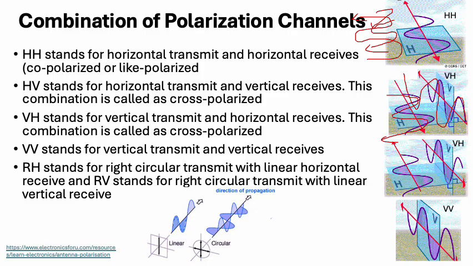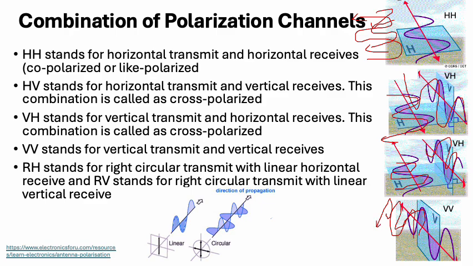VH stands for vertical transmit. So vertically it is transmitted and horizontally it is received. That is known as VH. This combination is also known as cross polarized. And the last is VV. VV stands for vertical transmit and vertical receive. So the vertically oriented signal is sent and the vertically oriented signal is received.